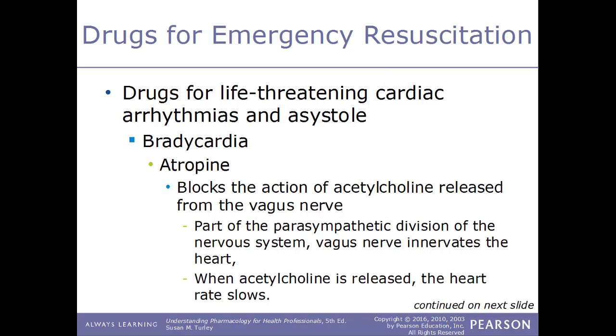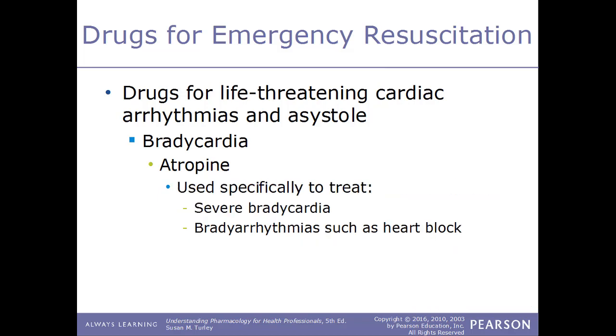Another condition that could be addressed is bradycardia. The bradycardia is having an extremely low heart rate. And a drug that you could use to treat this condition would be atropine. And the way atropine would work is it blocks the actions of acetylcholine that's released from the vagus nerve. And the vagus nerve innervates the heart. When acetylcholine is released from the parasympathetic nervous system, it actually slows the heart rate down. So by blocking the action of acetylcholine, you are preventing it from getting any lower than it already is. So atropine is used to specifically treat severe bradycardia or bradyarrhythmias such as heart block.